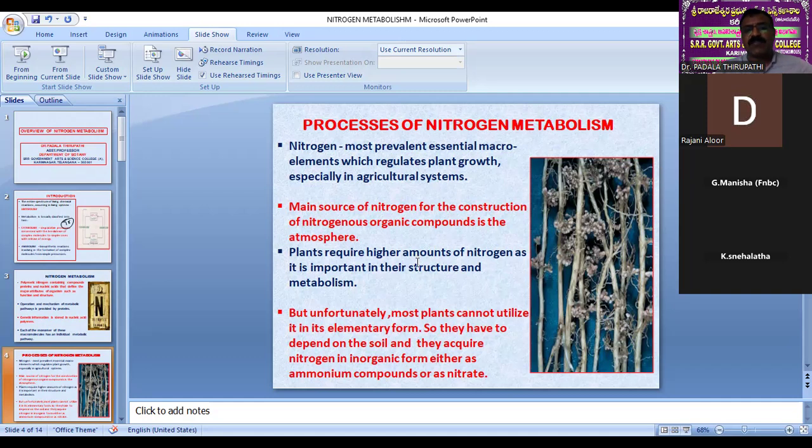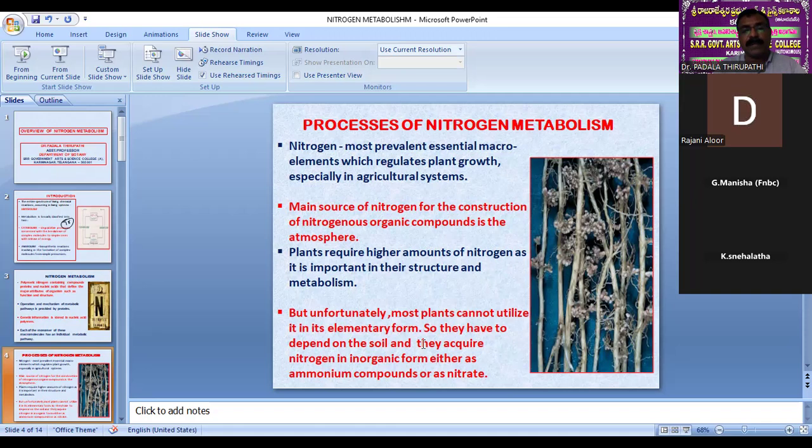So these plants require a higher amount of nitrogen, as it is important for their structure and metabolism. Why? Because the structure also depends upon nitrogen, and also the functions, majorly the osmoregulatory process and metabolic activities, depend upon the nitrogen molecule. That's why molecular nitrogen cannot be utilized by these plants. The plants depend upon simpler forms of nitrogen, such as nitrogen oxides or other usable nitrogen forms. But unfortunately, most plants cannot utilize it in its elementary form.